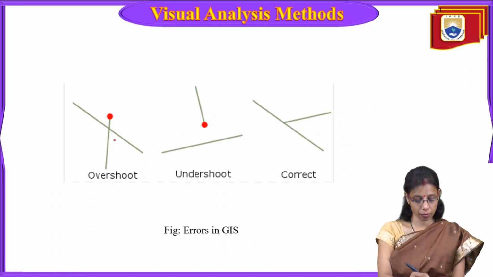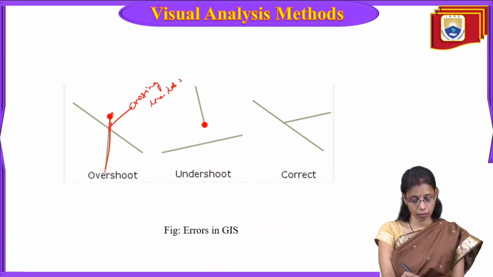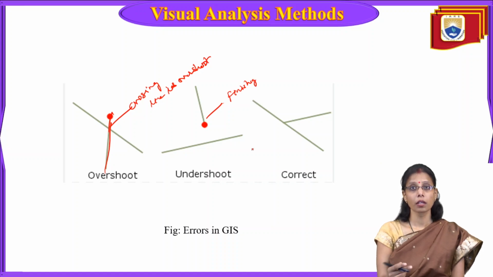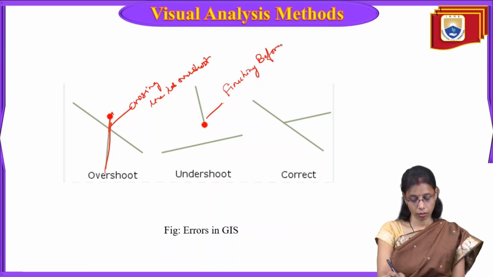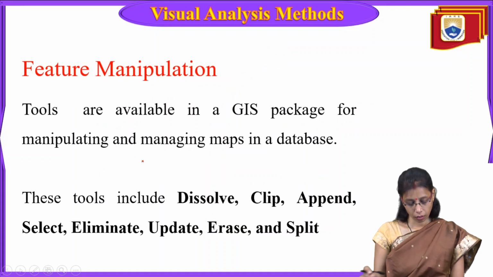One more example here. Overshoot: the line is crossing the other line. A line crossing the line is overshoot, and a line finishing before the line is called undershoot. Now this is the correct one. It has to snap here exactly. It is corrected here. This is wrong.